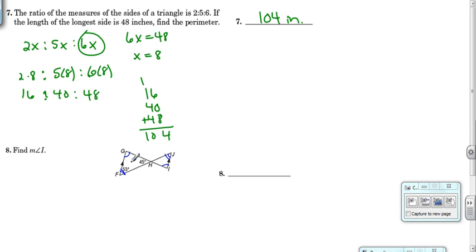So if I can figure out angle G, I can figure out angle I. So I would add up 53 and 45 and get 98. And I would subtract that from 180. So 180 minus 98 is 82. So if angle G is 82, then angle I is 82 because they were congruent.